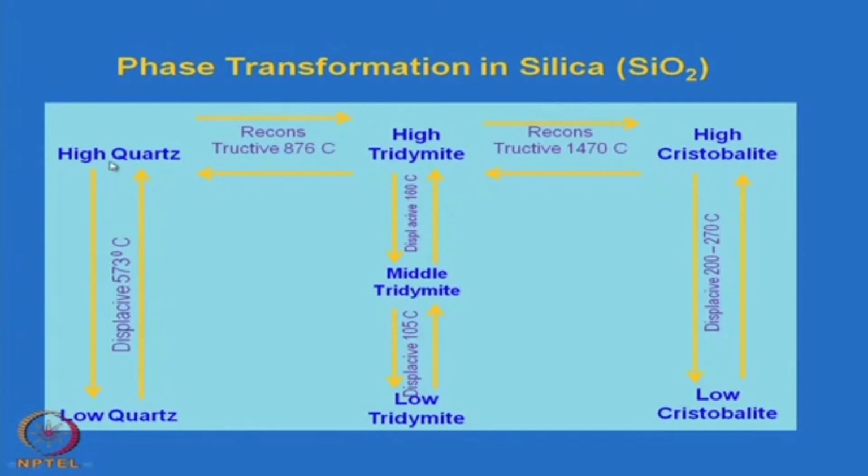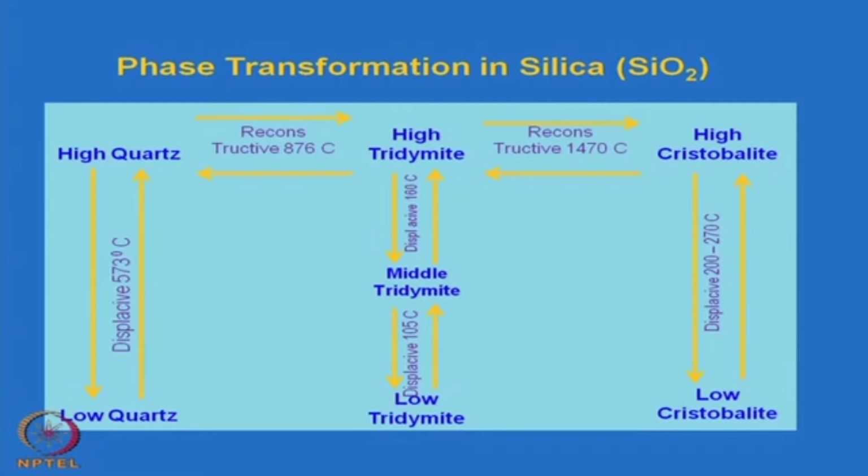The transformation from high quartz to high tridymite is a reconstructive transformation. Then another reconstructive transformation takes place from high tridymite to high cristobalite. When these are cooled, this goes to the low cristobalite phase through a displacive transformation. Once again, high tridymite, when cooled, goes through two different displacive transformations, one at around 160 degrees, another at 105 degrees centigrade.